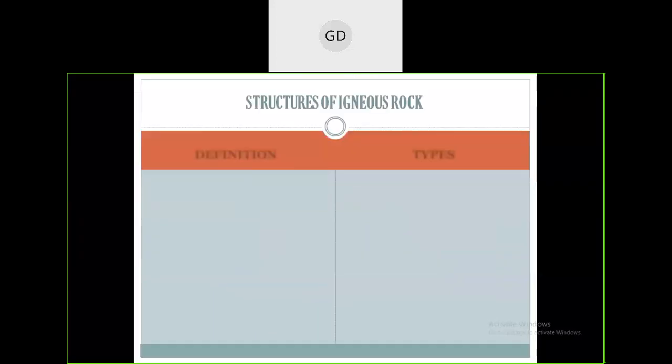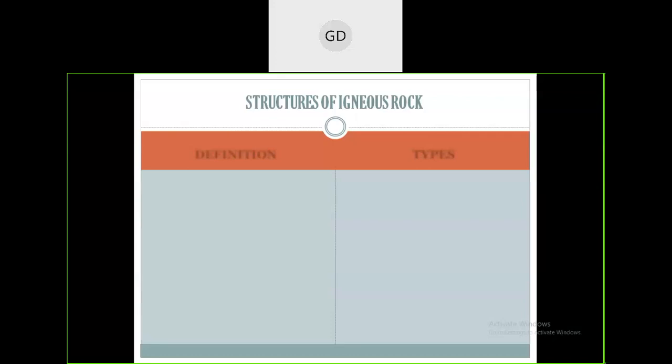So today we will be discussing the structures of igneous rock. What we have discussed is how the igneous rock is formed. The igneous rock is formed from the cooling and crystallization of lava and magma, right? When the magma comes to the surface of the earth, it is known as lava, and when it cools and solidifies, that gives you the formation of igneous rocks.